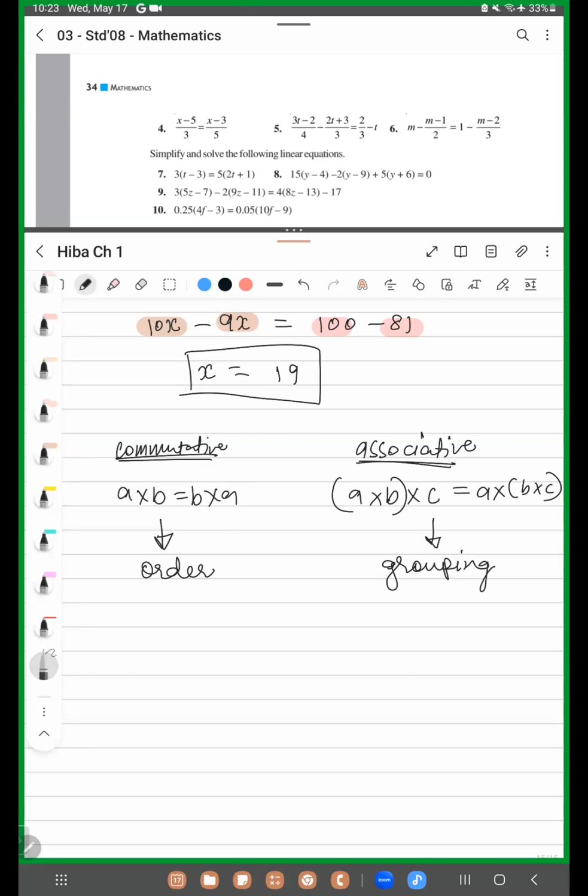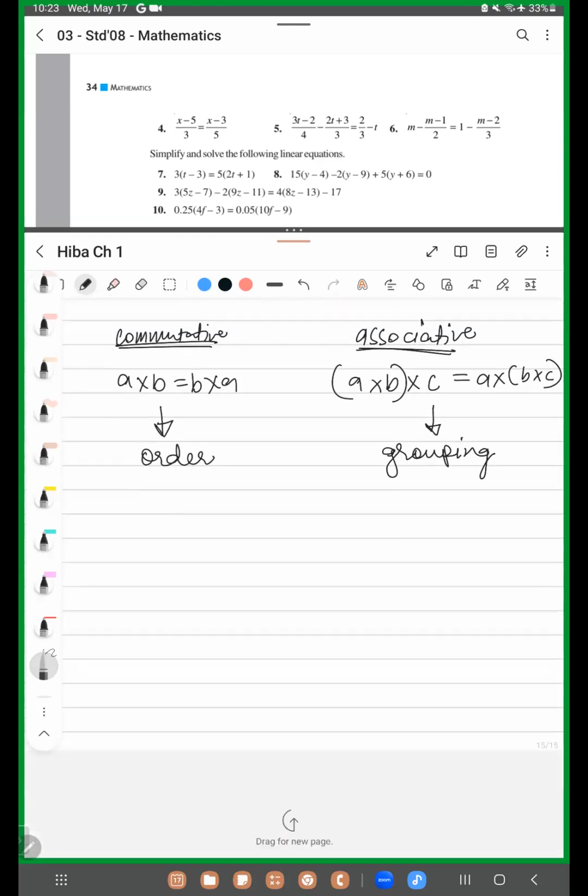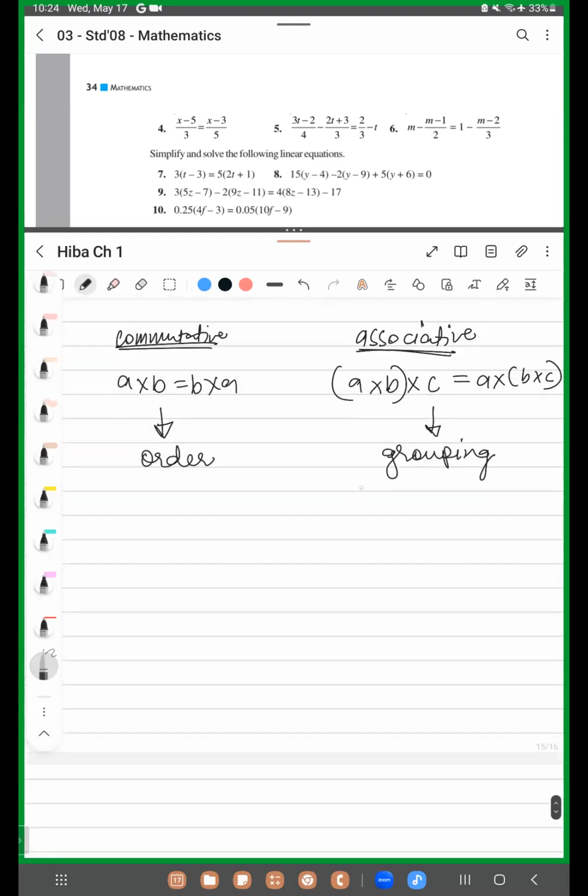ठीक है? जैसे कि अगर हम ये कहें कि I want to solve 5 into 3 into 2. I can solve it in an easier way. अगर मैं पहले ये करूं कि 5 into 3, 5 3s are 15. अगर मुझे 15 का टेबल याद नहीं है तो 15 into 2 करने में मुझे थोड़ा बहुत टाइम लगेगा, है ना? तो associative property क्या कहती है कि I will first do 5 into 2 and then I'll multiply it with 3. 5 2s are 10, 10 3s are 30. ये तो हर किसी को पता होता है 10 3s are 30, है ना? So this is associative property.